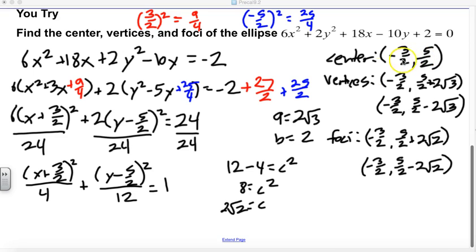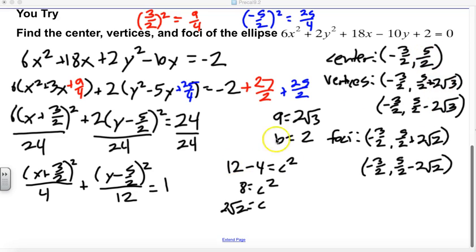And then our vertices are going to be found by taking A and adding it on to either the x coordinates or y coordinates, depending on where it came from. So A came from the y value. So again, just like the one I did, you need to add the A value onto the y coordinate from your center. So our vertices are going to be -3 halves, and then 5 halves plus 2 square root of 3, and -3 halves, 5 halves minus 2 square root of 3. So we just take that A value and add it and subtract it to the y coordinate for the center.